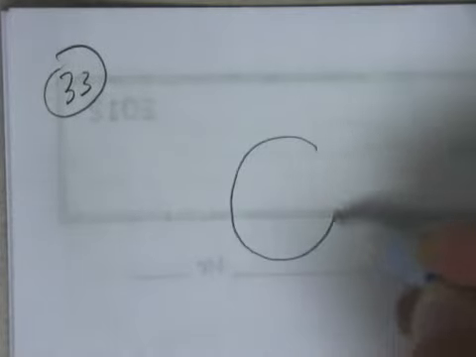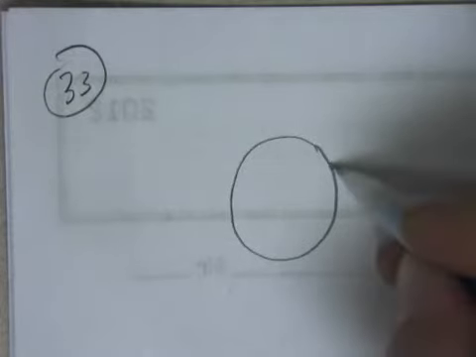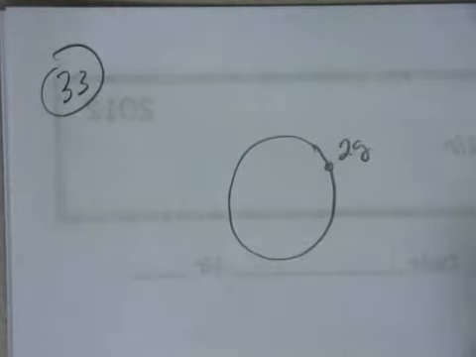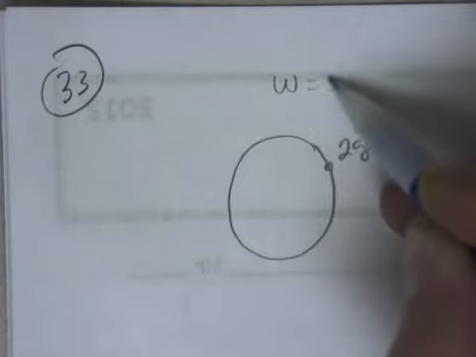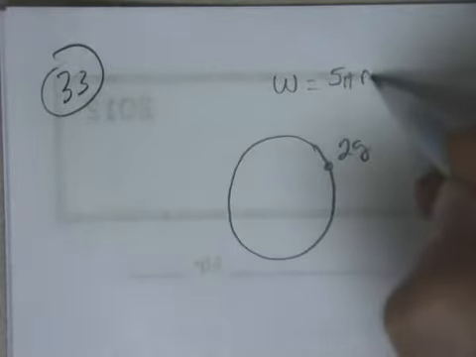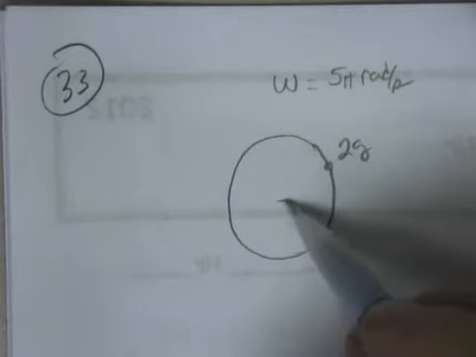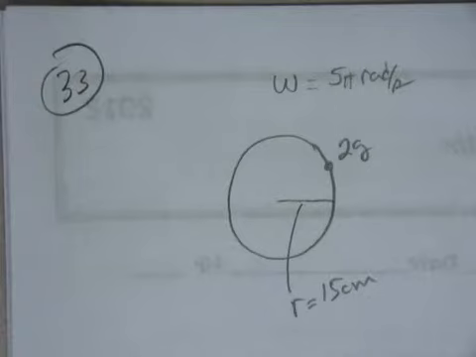Alright, let's draw a circle first. So it sounds like I've got an object. What is the angular momentum of a particle? So it says it's a 2-gram particle. So I'll put 2 grams there, with an angular speed. Alright, so what's angular speed? That's omega. So omega is going to be 5 pi radians per second. And then the radius of the circle is going to be 15 centimeters. And then they want the angular momentum.